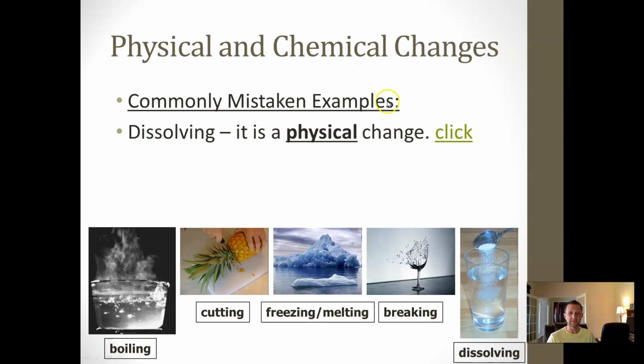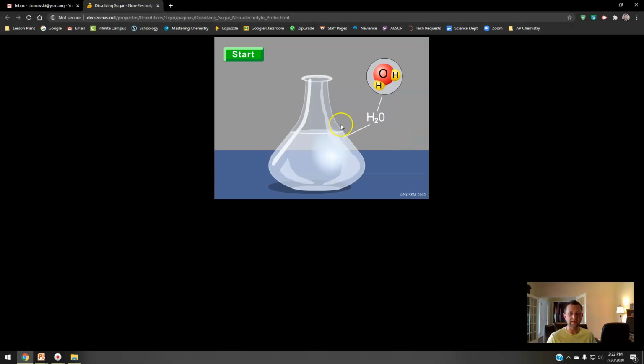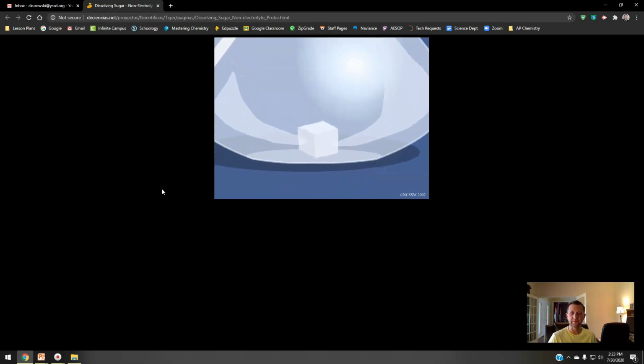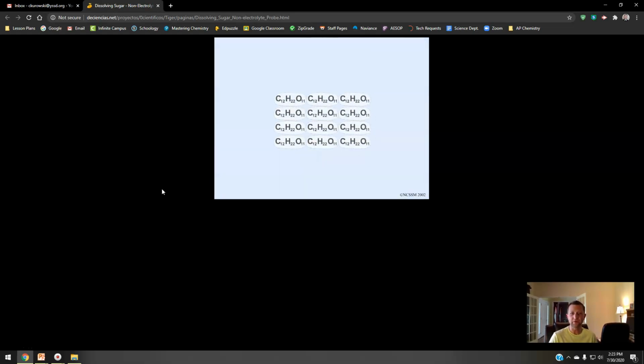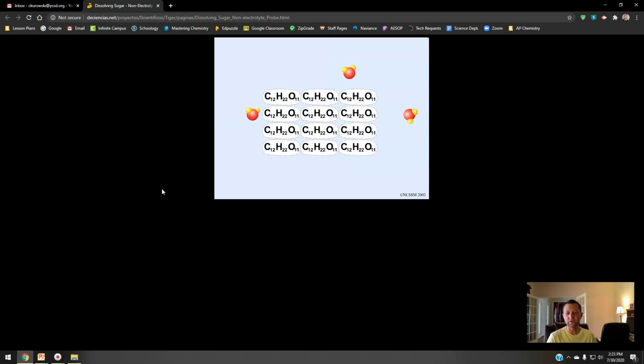Dissolving is one that always tends to get students. That's a physical change. We're going to look at the animation we did the other day, the other video lesson, and we're going to look at that same sugar cube dissolving. If you remember the formula for that sugar cube, all the molecules were C12H22O11. So we're going to watch it dissolve. And remember, a physical change is when the identity remains the same before and after. So before, you can see the formula, C12H22O11. Now it starts to dissolve.